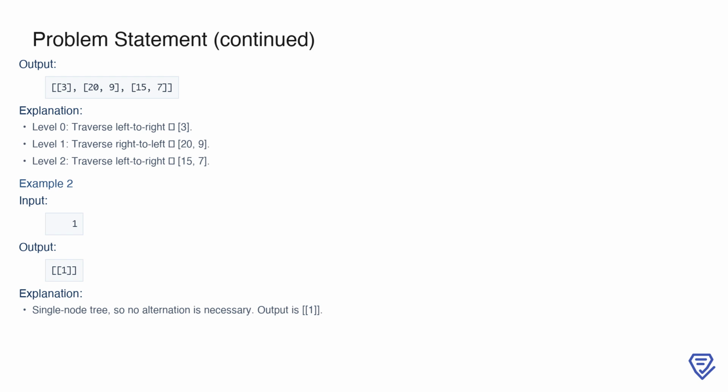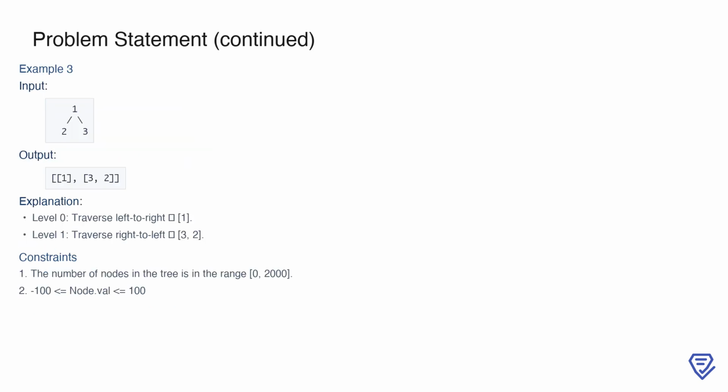In the second example, we have a single node tree. Since there's only one node, there's no need to alternate directions, and the result is simply 1. These examples illustrate how the traversal direction alternates depending on the level.